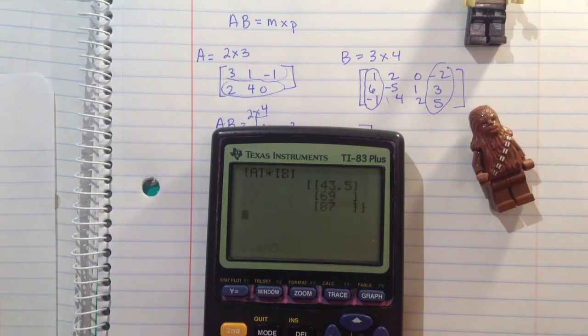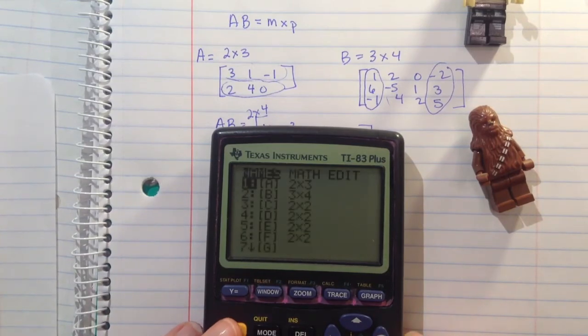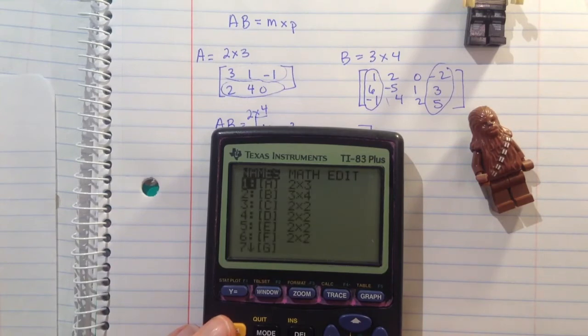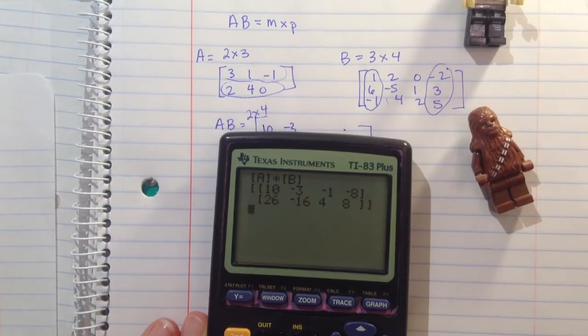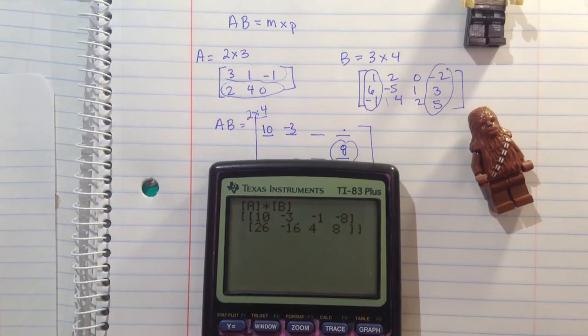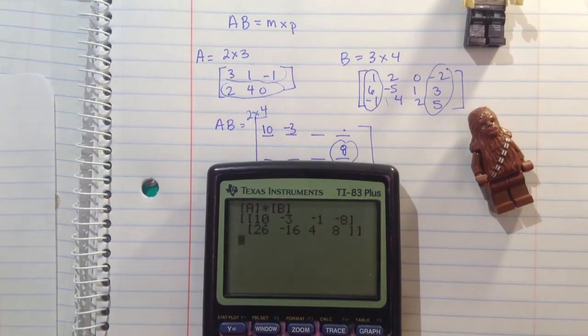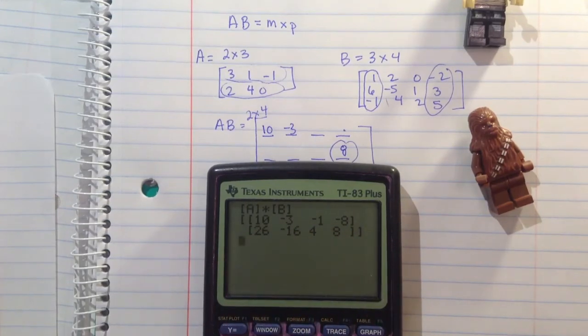All right, now let's multiply them. So we're going to go matrix A times matrix B, and we're just going to get those from the names. And if I multiply these together, I will get this new matrix, and so far it looks like we did our entries correct. So 10, negative 3, and then you can see we're going to get the 2 by 4 matrix. So here it may be useful to do the matrix multiplication on your calculator.